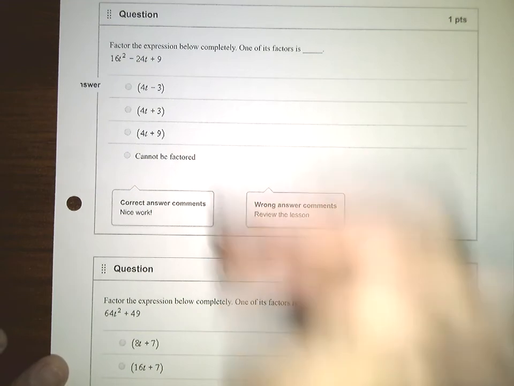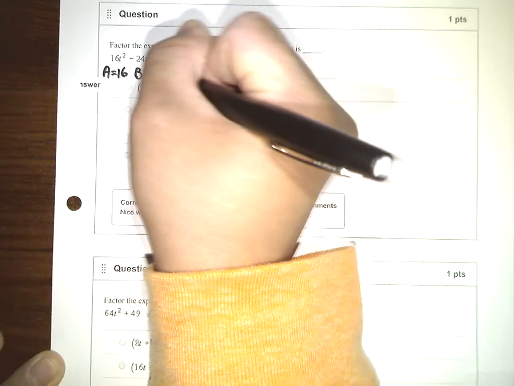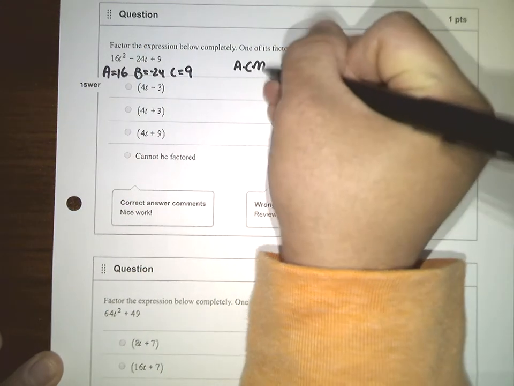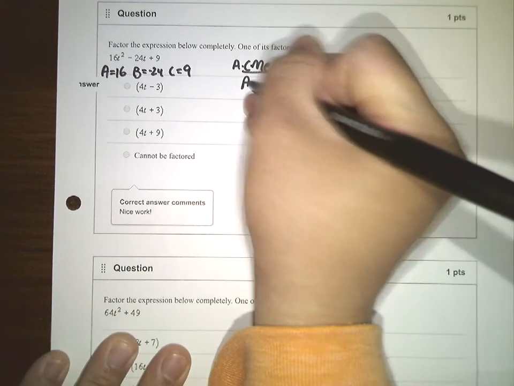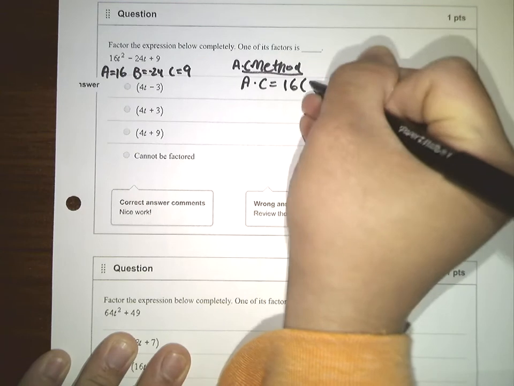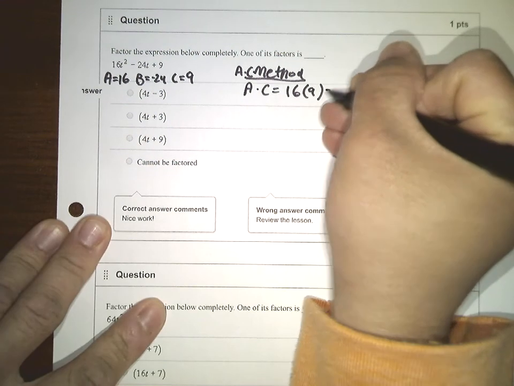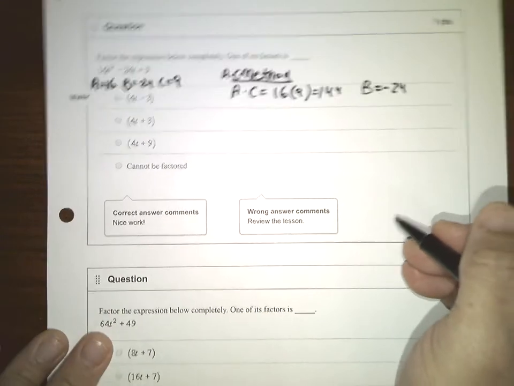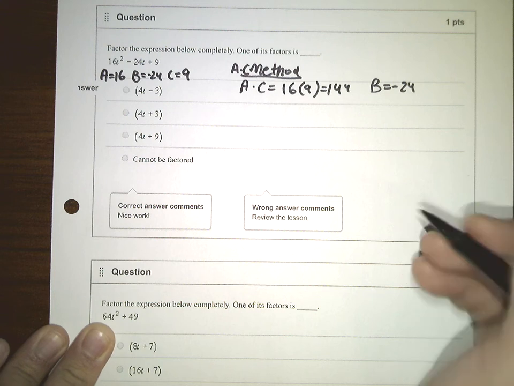So we have the A is 16, B is negative 24, C is 9. So we have the AC method here. All right, so A times C is 16 times 9. So 16 times 9 is going to be 144. But then B is negative 24. So we need numbers that multiply to give us 144, but add together to give us negative 24.